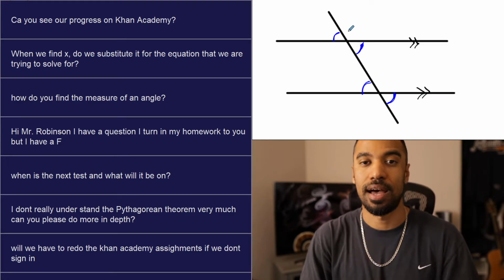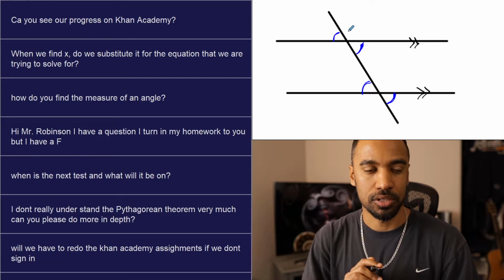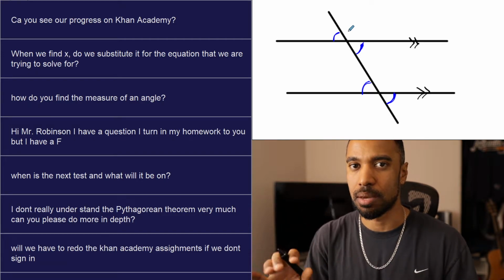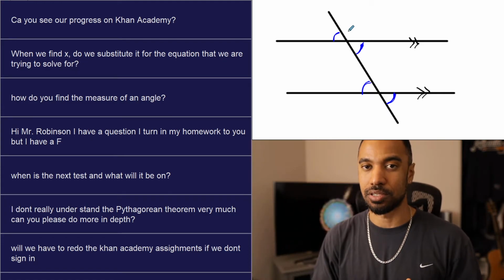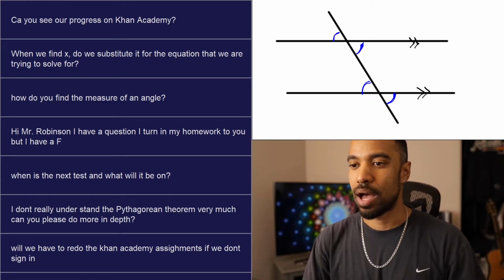So when they ask, how do you find angle measures? How do you find the measure of an angle? I know I'm spending a long time on this question, because I don't know how it's being asked, so I want to cover all bases for it. So how do you find an angle measure?